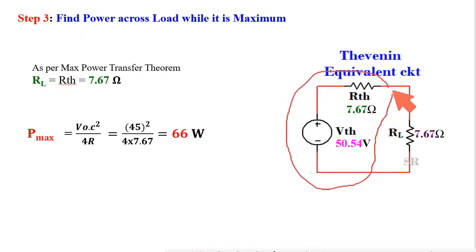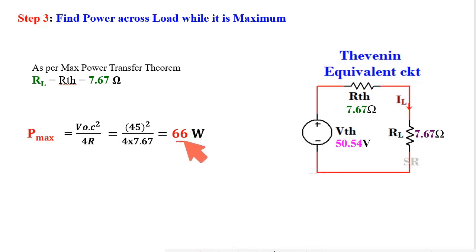Now this is the equivalent Thevenin circuit. VTH is equal to 50.54, RTH is equal to 7.67. To get maximum power, the load resistance should be equal to RTH, that is 7.67, and using this equation to get maximum power, I got a maximum power of 66 watt.